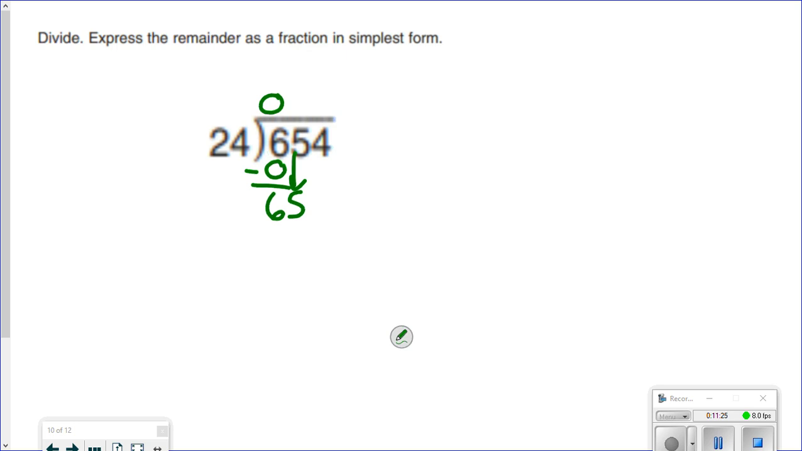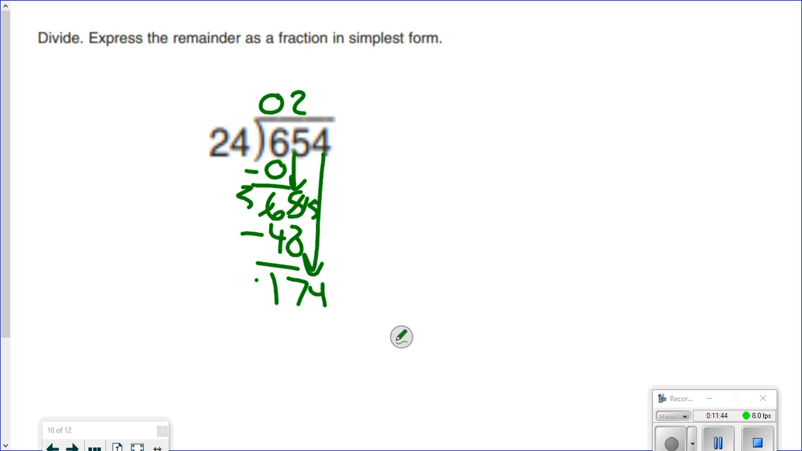So 24 times 2 is 48. I'm going to subtract. If this number right here is bigger than 24, then I have to go back and solve. So let's take a look here. We've got to make this a 15. I have to make this a 5, 7, 1. That's 17. Bring down this 4.